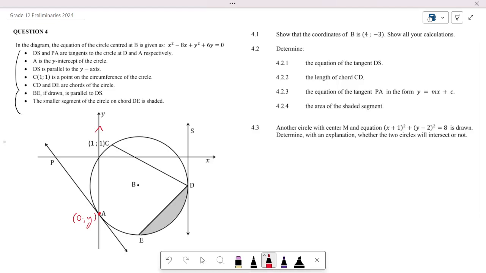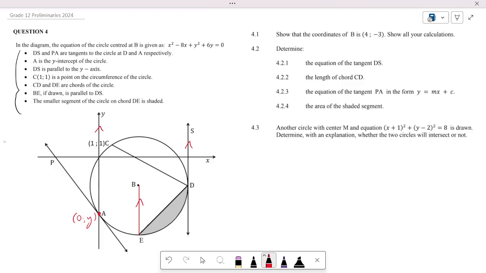CD and DE are chords of the circle. So CD and DE are chords that are on the circle. BE, if drawn, is parallel to DS. So basically if we were to draw it like this, it will be parallel to DS. So that's exactly what we have. Therefore, BE is also parallel to the y-axis.